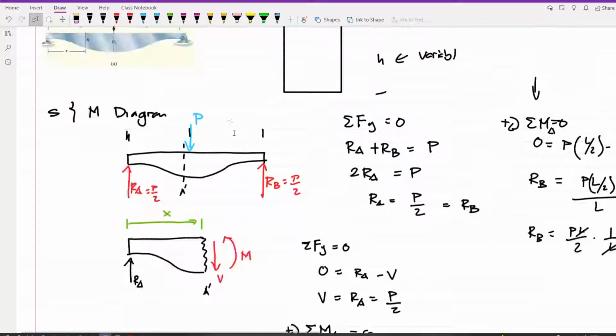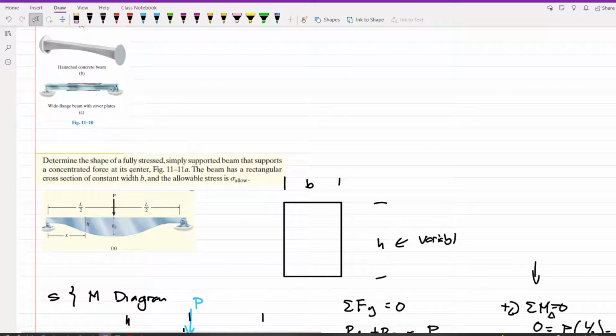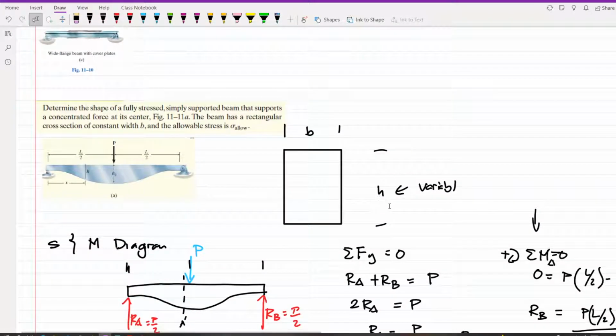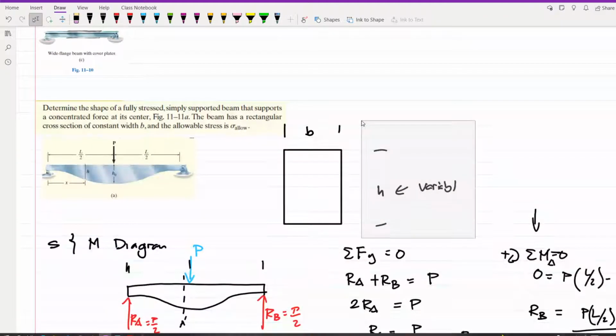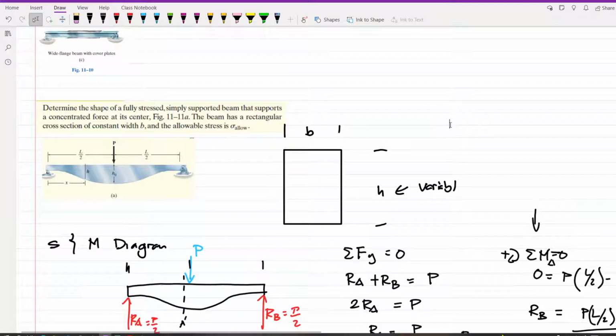Ano ba yung tanong? Determine the shape of a fully stressed beam. So, kailangan nating mahanap yung H. Bakit yung H? Kasi yun yung magdidictate kung anong shape, kung anong itsura. Kasi constant ang width ng beam. Ibig sabihin, para ma-determine ang shape ng beam, ang magbabago-bago yung H. So, yun yung kailangan nating mahanap in terms of H.